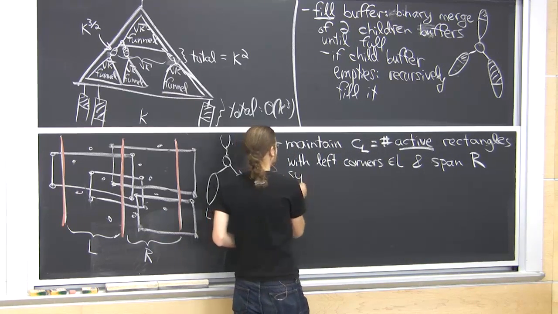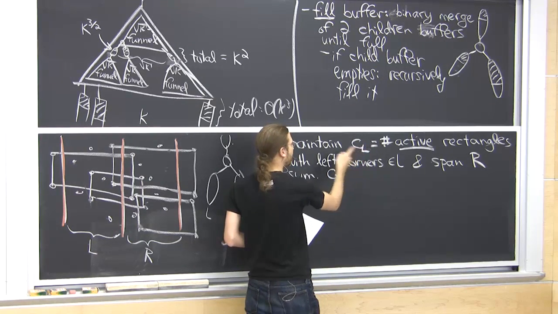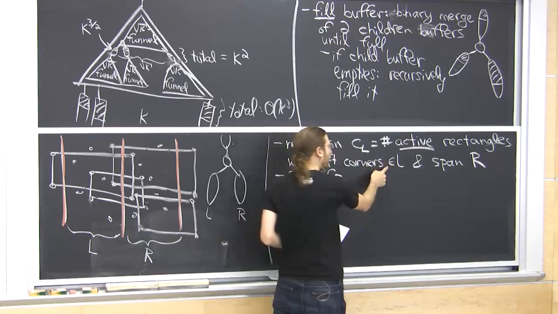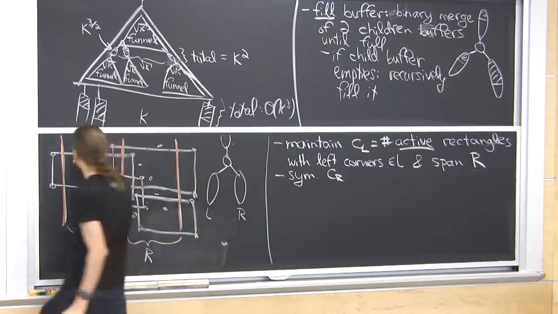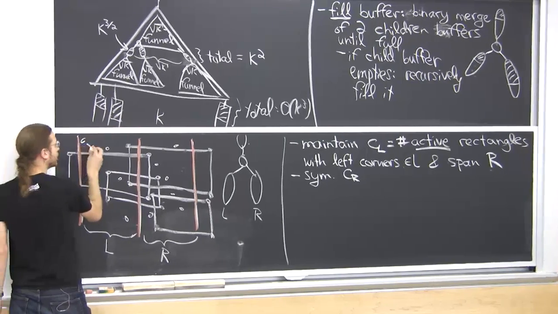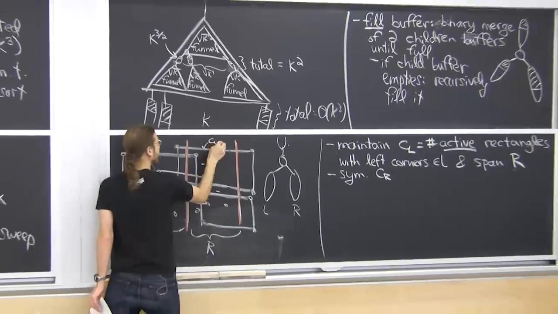And then symmetrically, we do CR. It's the number of active rectangles with the right corners in R that span L. So that's this guy, CR, I guess, and this guy is CL.